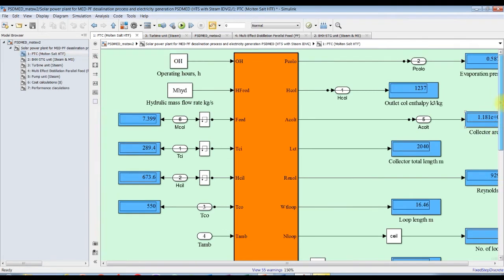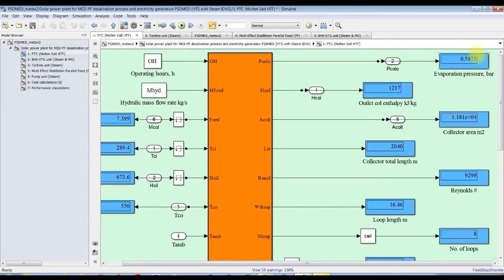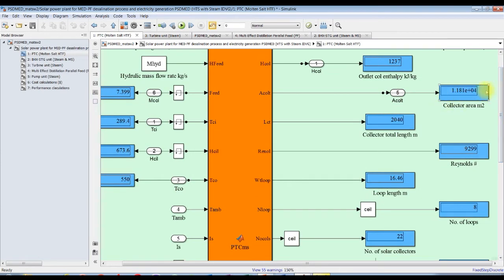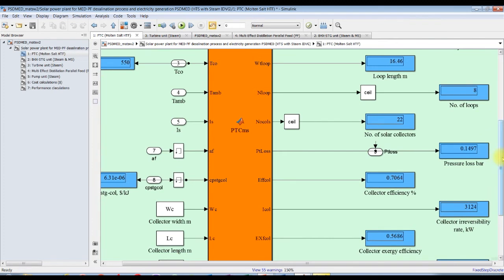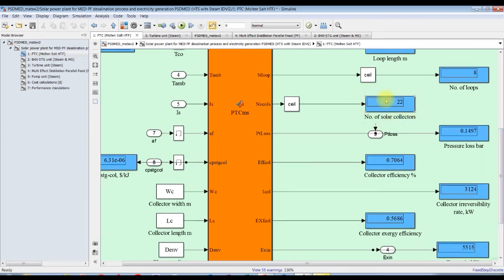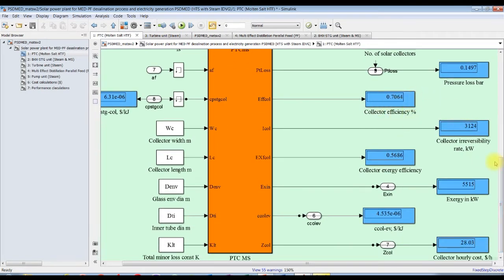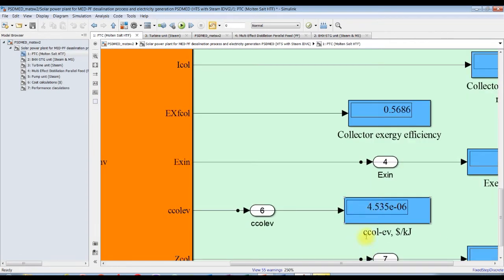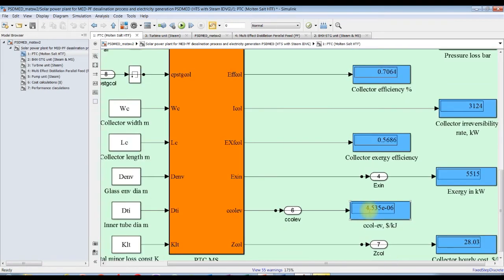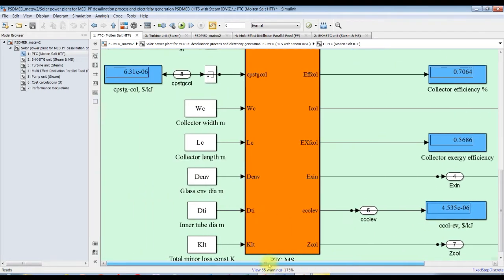Yes, as you can see here, you can discover the pressure, enthalpy outlet. This is for molten salt. This solar field area, total length, Reynolds number, loop length, number of loops, number of solar field collectors. It's around 18 solar collectors. This efficiency around 70s, and this collector hourly cost and thermoeconomic exergetic stream. This from the collector to the boiler heat exchanger unit. This is the cost of the stream.